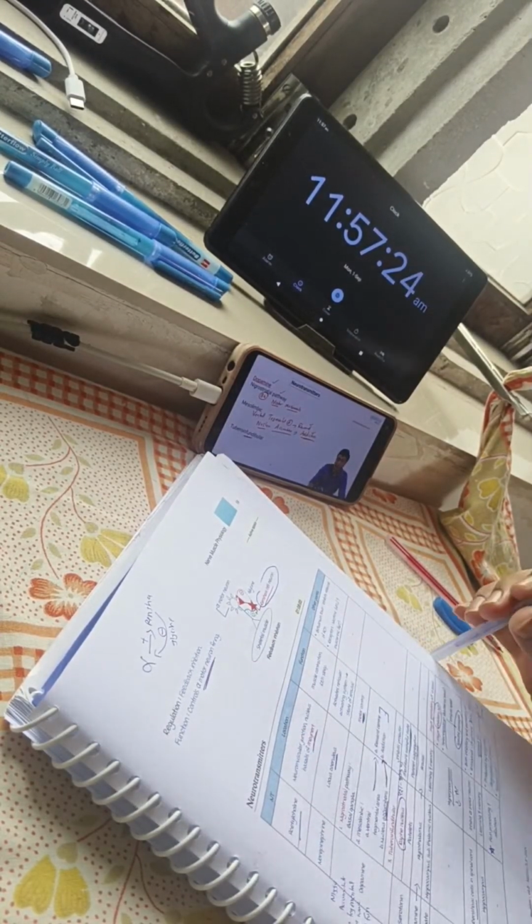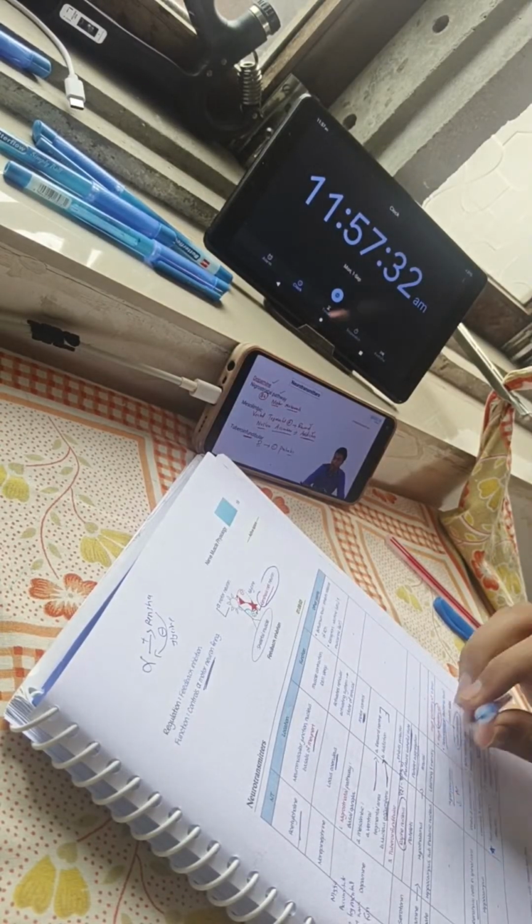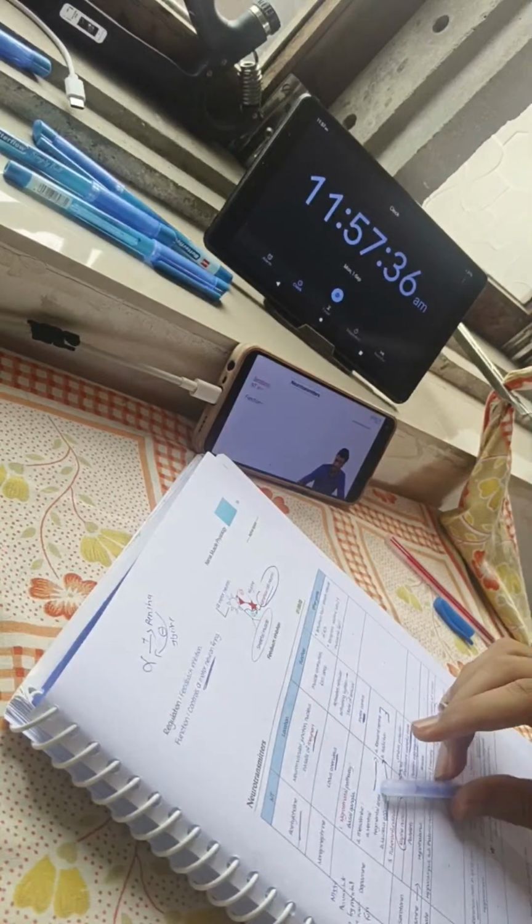And finally, tuberoinfundibular. Through this pathway, dopamine is going to inhibit the release of prolactin from the anterior pituitary. So prolactin release is inhibited by dopamine, through which important pathway? Tuberoinfundibular pathway. Dopamine.